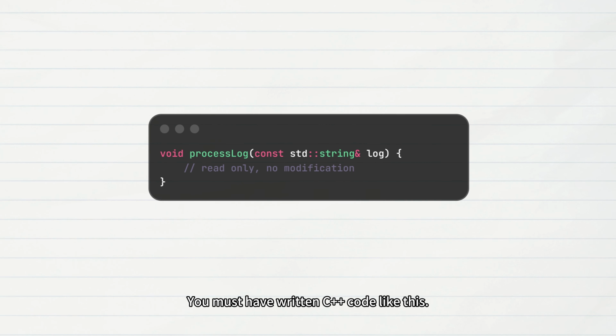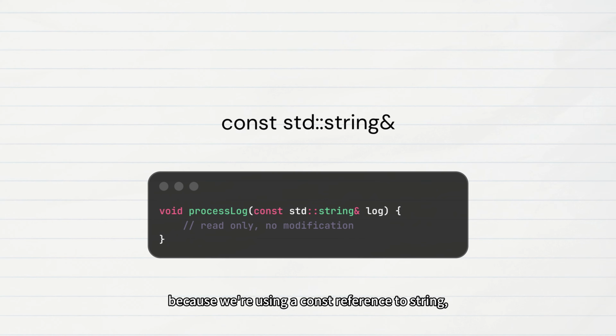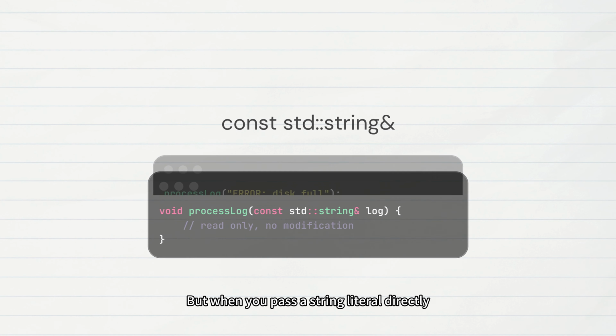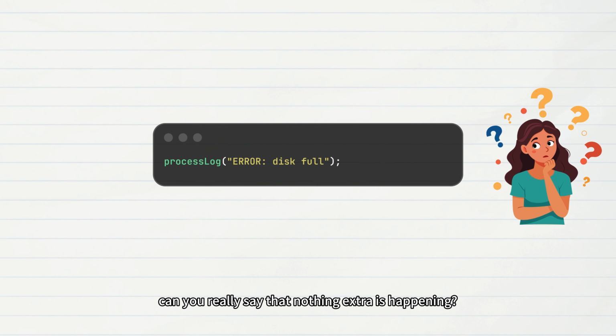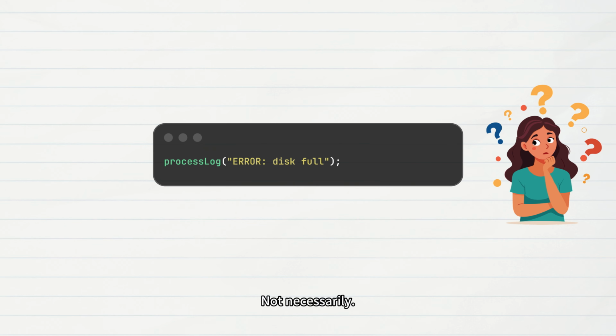You must have written C++ code like this. It looks perfectly reasonable because we're using a const reference to string, so there's no copying of the string. But when you pass a string literal directly to the process log function like this, can you really say that nothing extra is happening? Not necessarily.